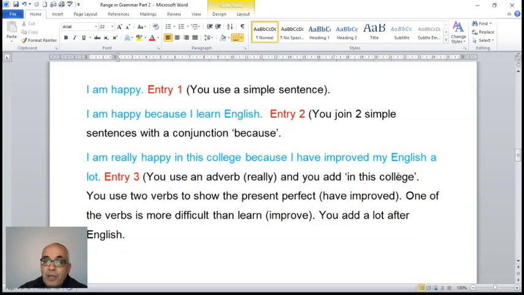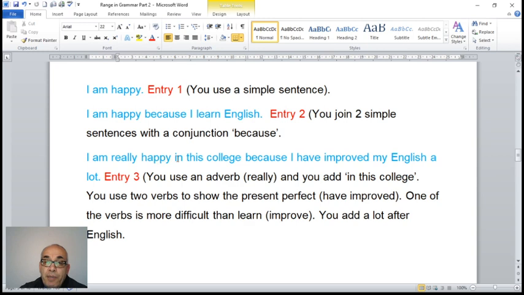Okay, here we go. "I am happy." This is an entry 1 sentence because you don't use a conjunction. Very good. "I am happy because I learn English." Here I use because as a conjunction, and it is an entry 2 sentence. So you can join 2 simple sentences with the conjunction because.